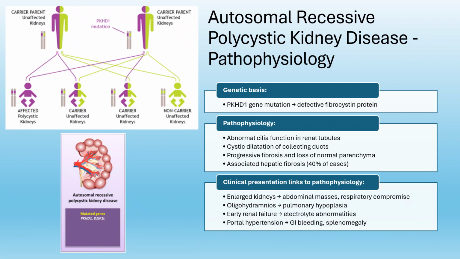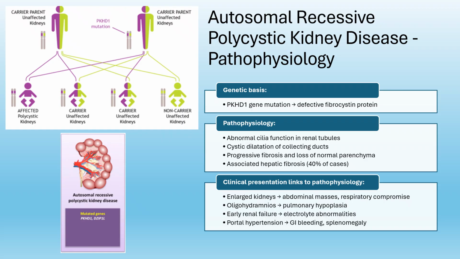Autosomal recessive polycystic kidney disease results from mutations in the PKHD1 gene, which encodes fibrocystin, a protein essential for normal renal tubular function. This genetic defect creates a cascade of cellular dysfunction that explains ARPKD's devastating clinical presentation. The pathophysiology centers on abnormal cilia function within renal tubules.